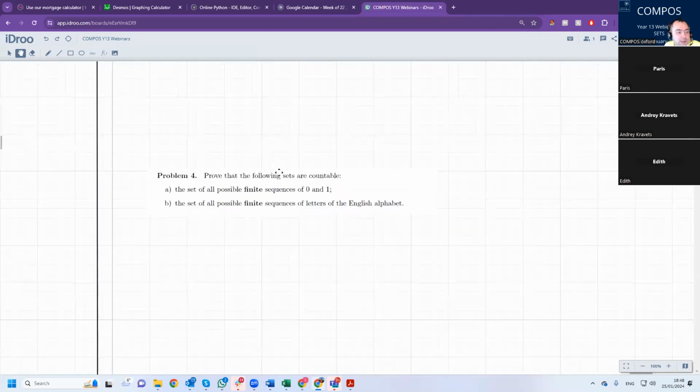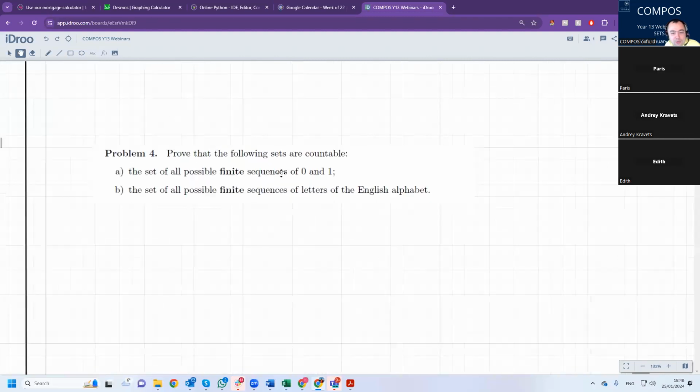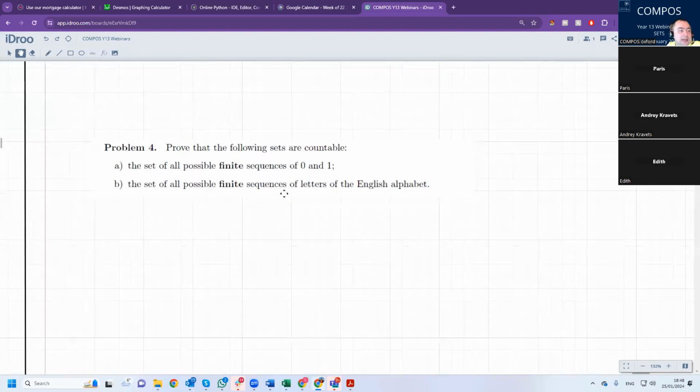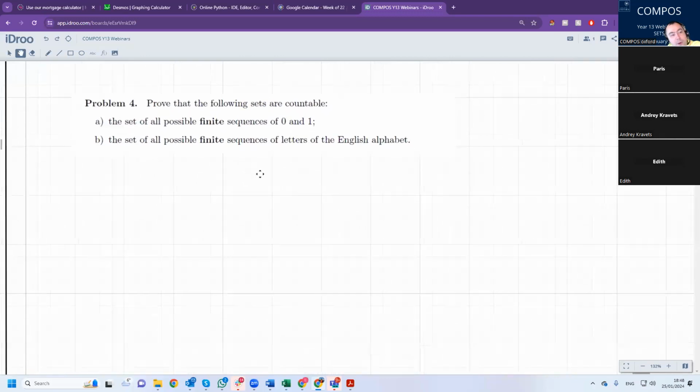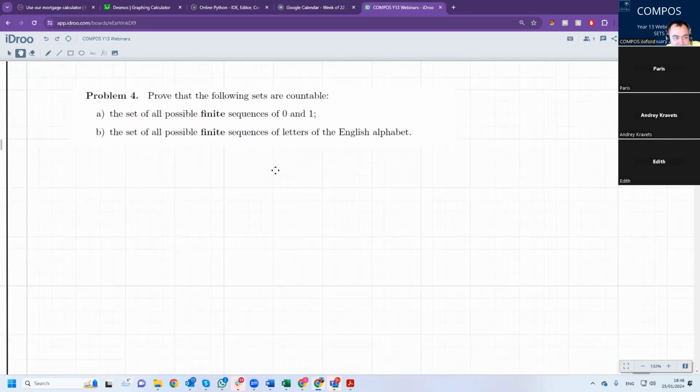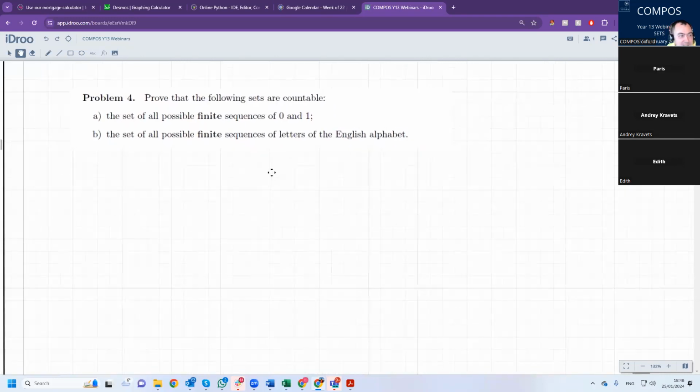Right. Prove that the following sets are countable. A: the set of all possible finite sequences of 0 and 1. I have two different solutions for this, and I'm going to show you both.